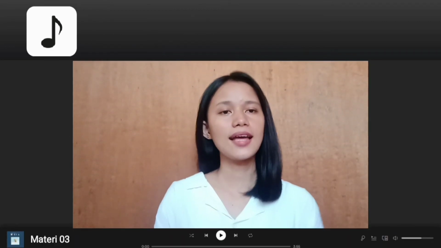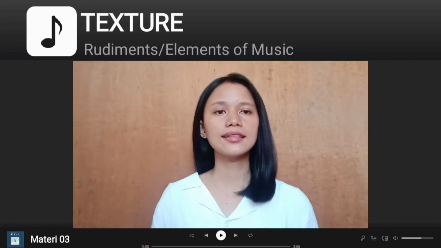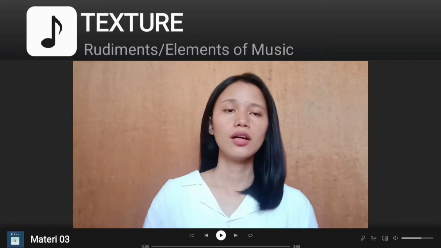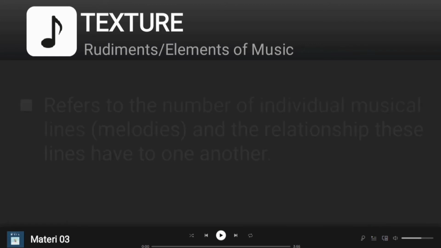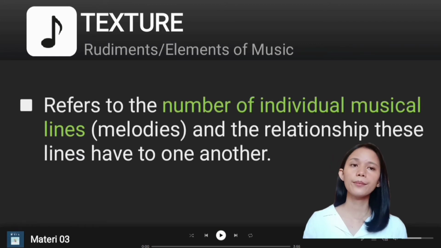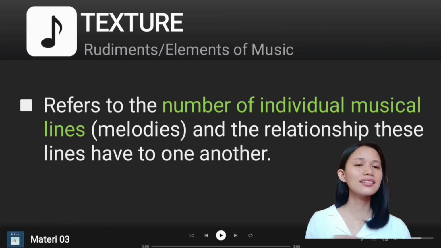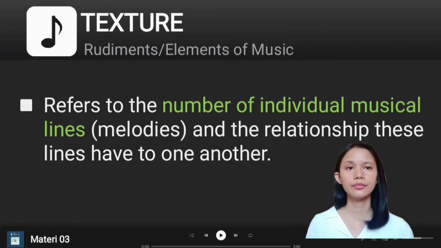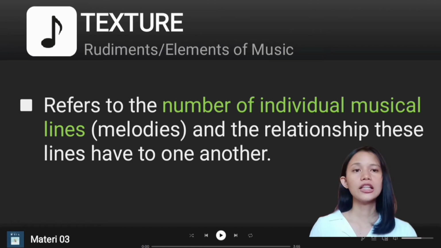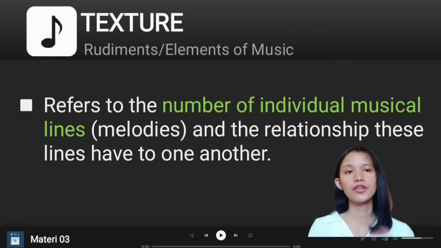So, the next element of music na pag-aaralan natin ay ang texture. So, ano ba yung texture? Texture refers to the number of musical lines or melodies and the relationship of these lines to one another. So, the quality of one layer or many layers of sound is called texture.